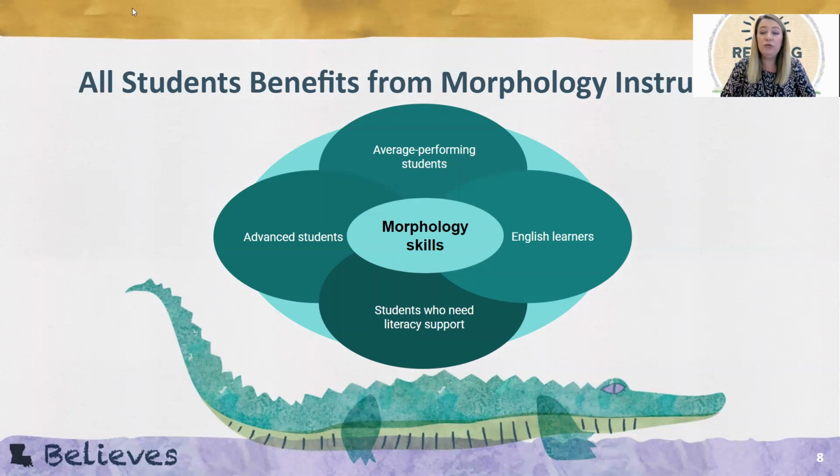So morphology instruction really benefits all students. It benefits advanced students. If students are able to learn and understand not just basic morphemes, but more advanced morphemes, they're going to be able to read higher level texts. You can independently assign these advanced students much more complex text because they'll understand the morphological structure of all these different words. It helps the average performing student. So you're able to control what morphemes you teach in class. And whether you're a math teacher or a science teacher or a social studies teacher, you control what morphemes they learn. And so they're able to understand the text and the curriculum that they see on a daily basis.